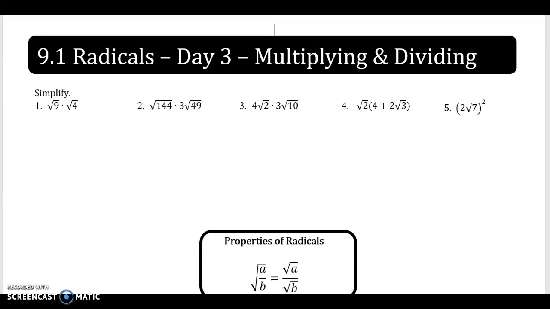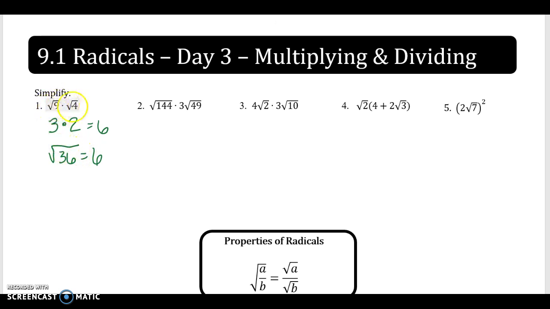All right, radicals day 3, multiplying and dividing. So we've talked a little bit about this before. When you are multiplying two different radicals, a square root of 9 times the square root of 4, you could simplify that and have it be 3 times 2, which of course is 6. Or square root of 9 times the square root of 4 can be written as the square root of 36, which is also 6. So in this case, either of these works just fine.